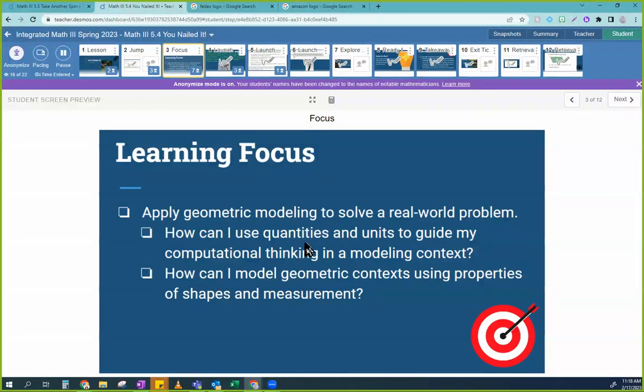So it says, how can I use quantities, meaning numbers, and units, meaning gallons, minutes, to guide my computational thinking in a modeling context? This sounds really foreign. Don't worry. How can I model geometric context using properties of shapes and measurement? Okay, properties of shapes we might have to spend a little time on, depending on how much you remember.